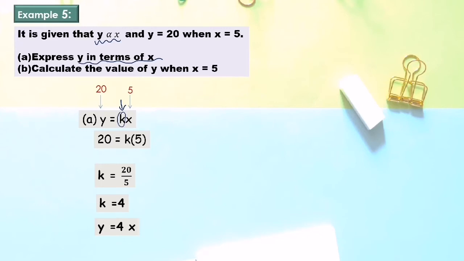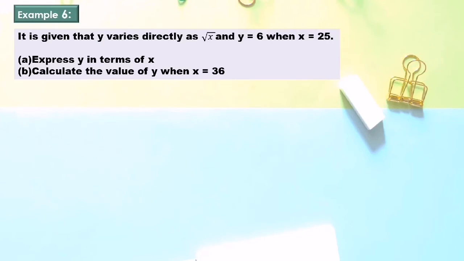B. Calculate the value of y when x equals to 5. So now, to calculate the value of y, what you must do is use the complete equation, y equals to 4x. Then you substitute the value of x equals to 5 into the equation. The value of y equals to 4 times 5. The answer is 20. Quite simple, right? Any question? Okay, now let us look at example 6.